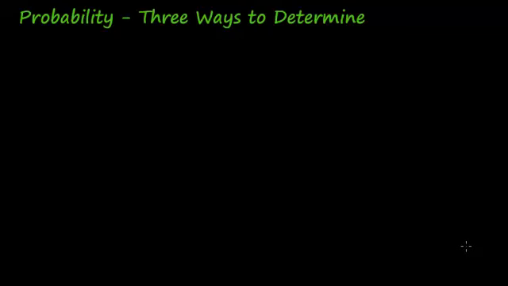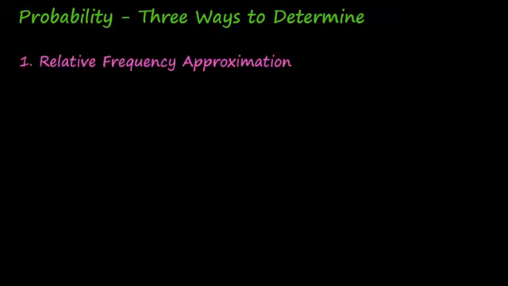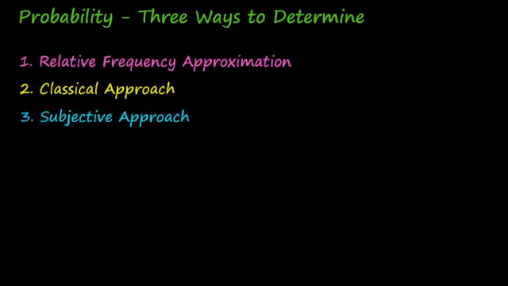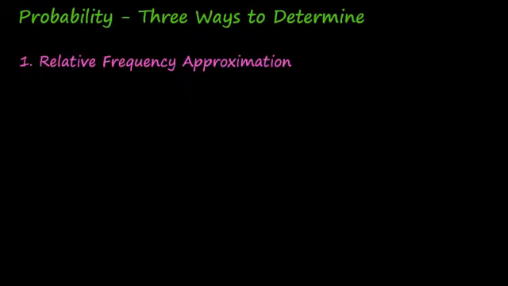There are three ways to find the probability of an event: the relative frequency approximation, the classical approach, and the subjective approach. So let's start with the relative frequency approximation.